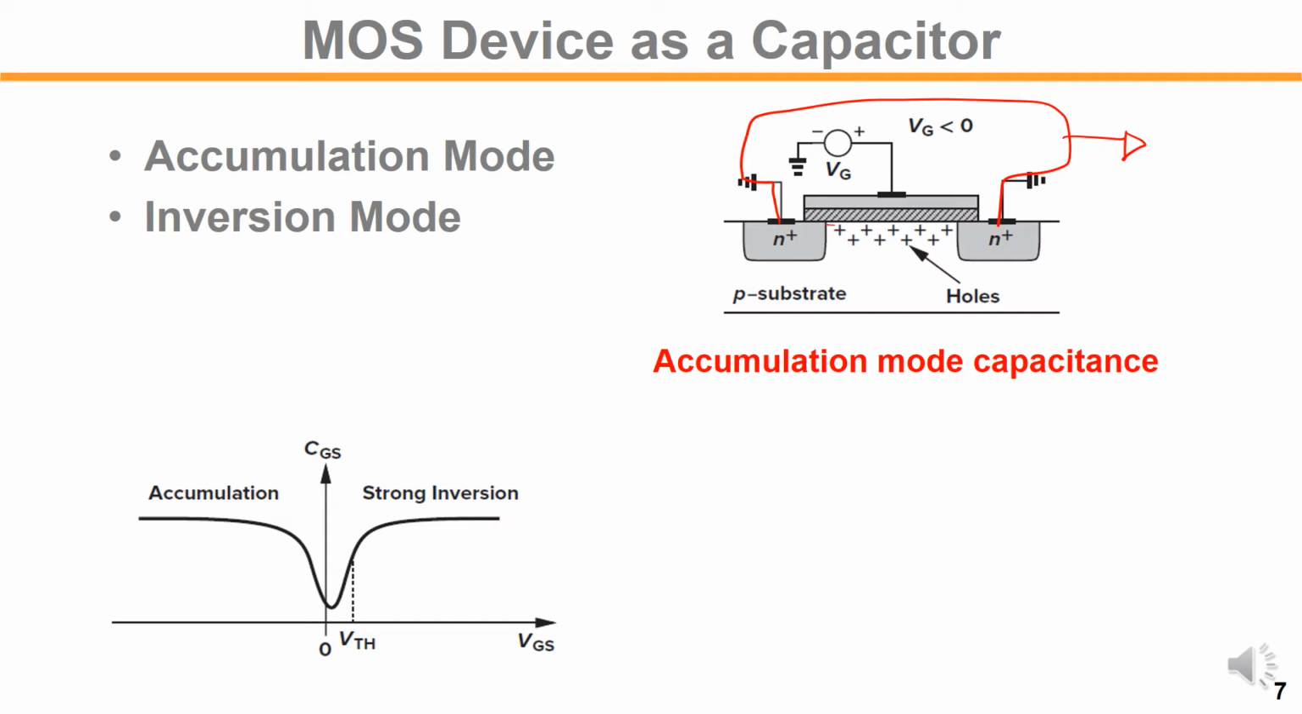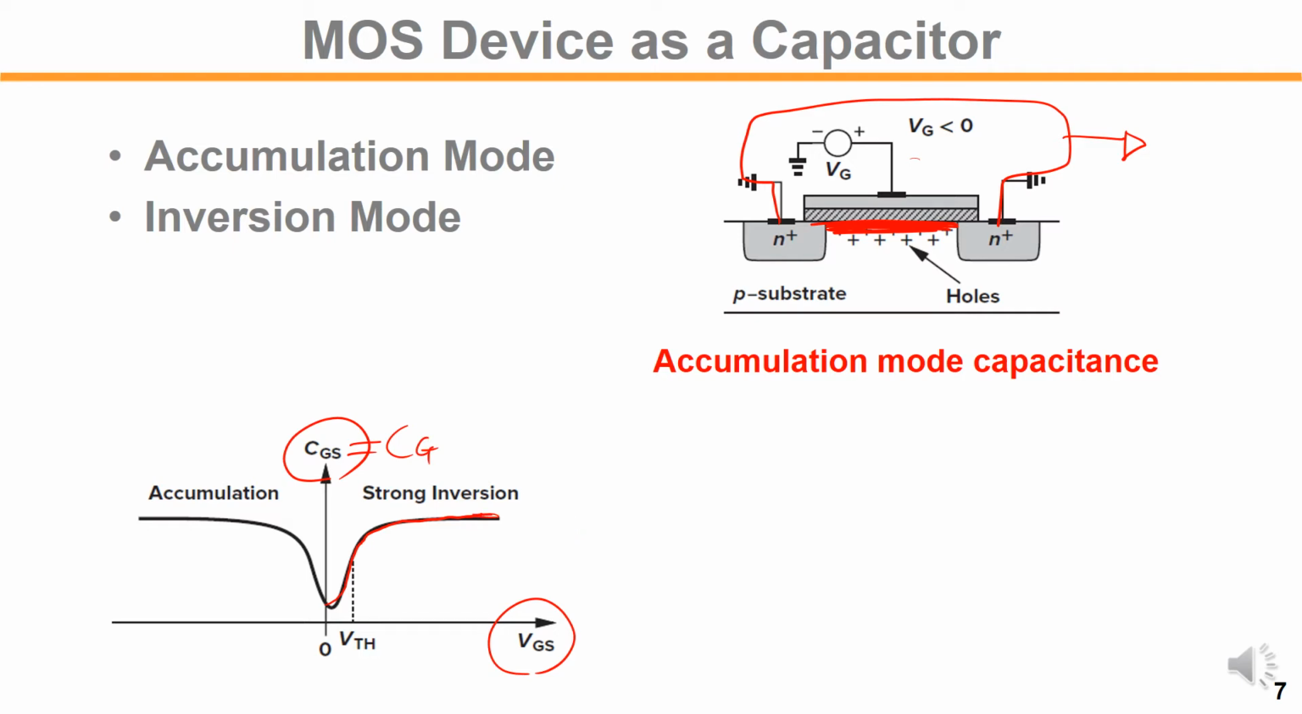Then all the channel, if you raise your gate voltage bigger than the threshold voltage, then your gate capacitance will rise. Since the source and drain are tied at the same potential, we will see that the gate capacitance is the same as the CG. CGS is equal to CG here.